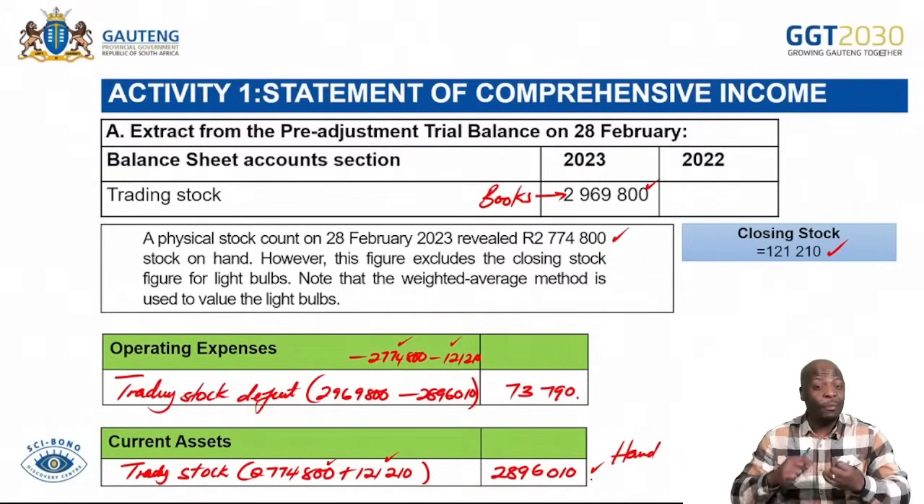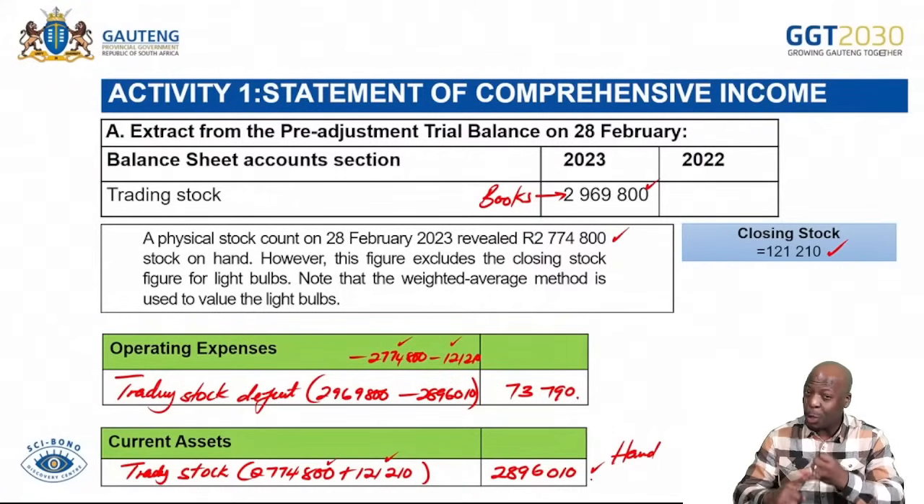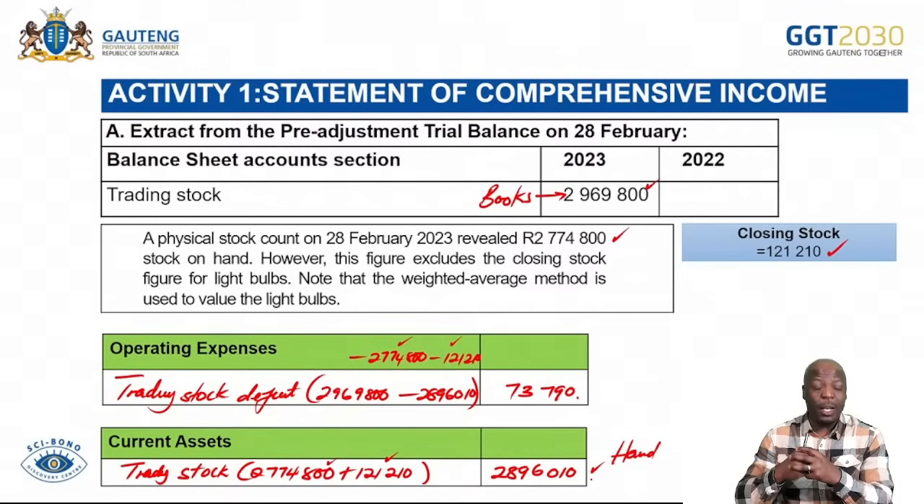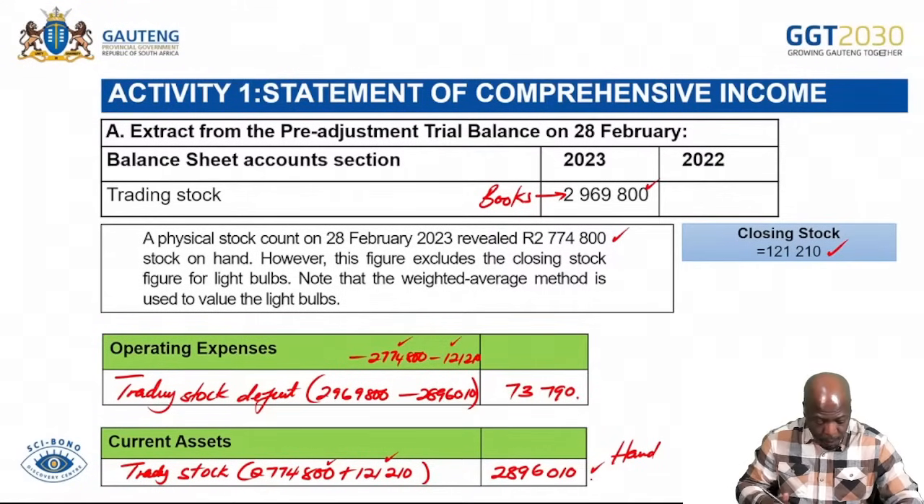But remember, this adjustment can be tested in several ways. As I said earlier on, goods destroyed by fire, goods destroyed by water, goods stolen, goods donated, an invoice that was not recorded. All of these are options that the examiner can use eventually to demand that you calculate trading stock surplus or deficit. Okay, I'm going to move on to the next one then.